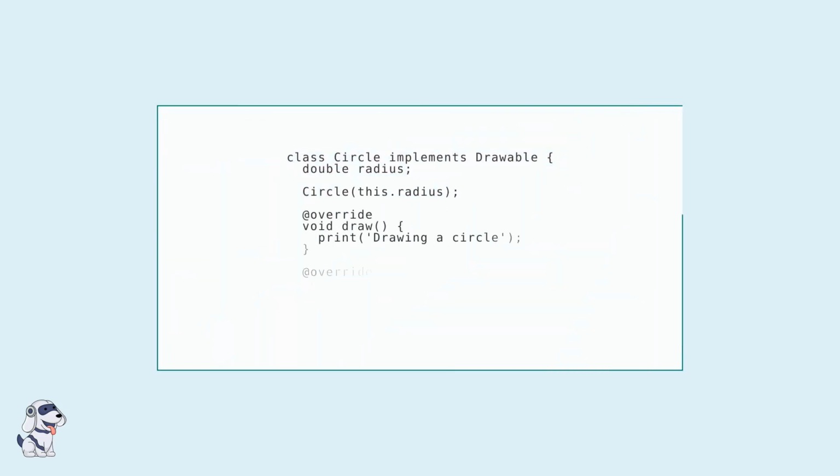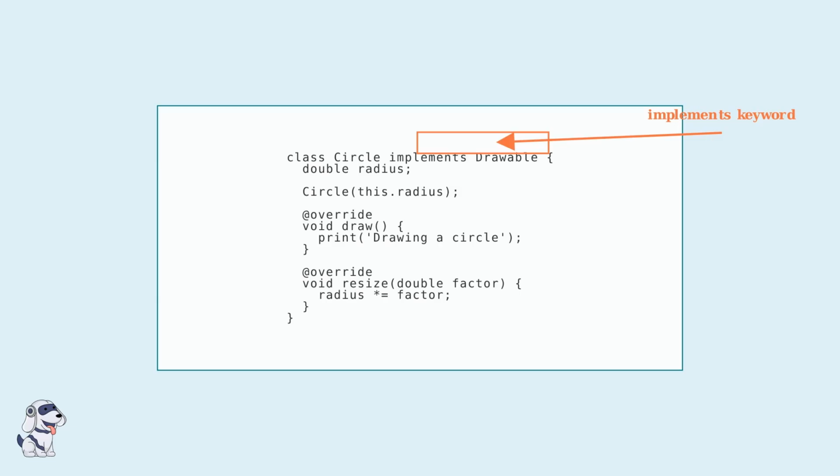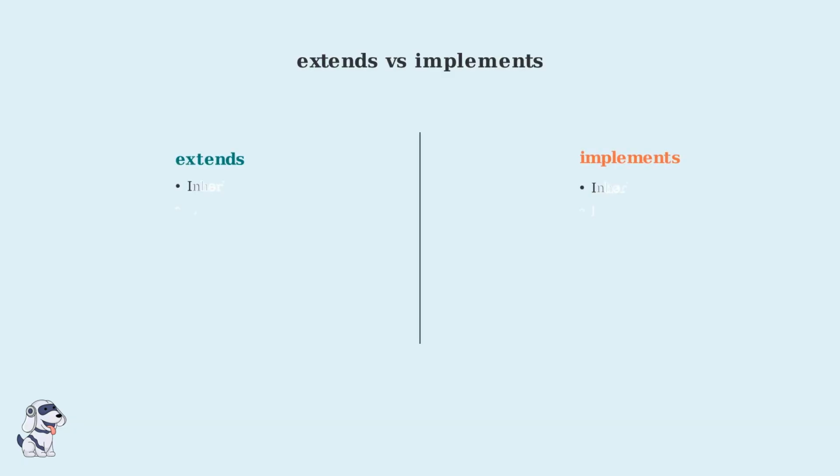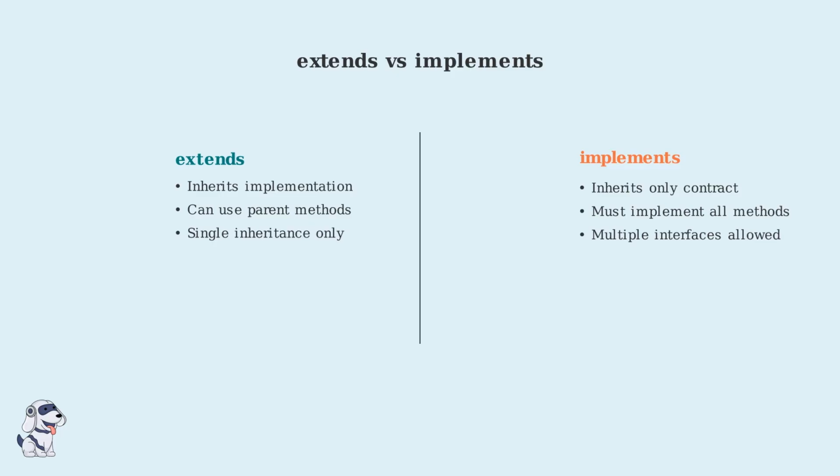Now, to implement this interface, we use the implements keyword. When a class implements an interface, it must provide concrete implementations for all the methods defined in that interface. It's important to understand the difference between implements and extends. When you extend a class, you inherit its implementation. When you implement an interface, you only inherit the contract. You must provide your own implementation.